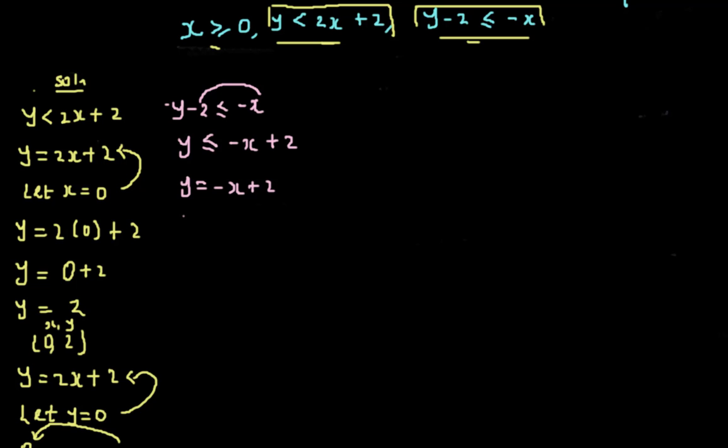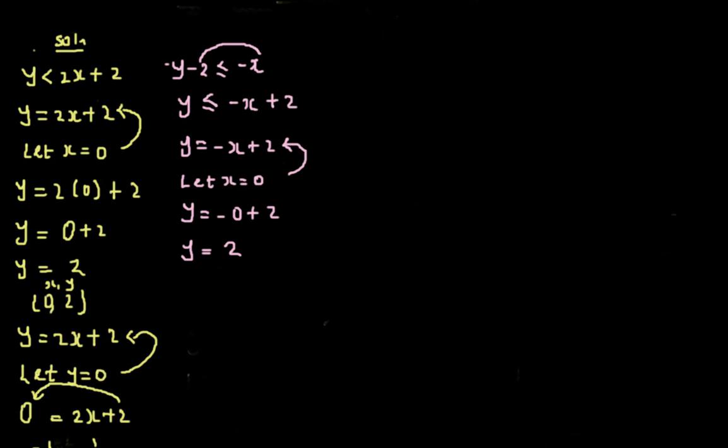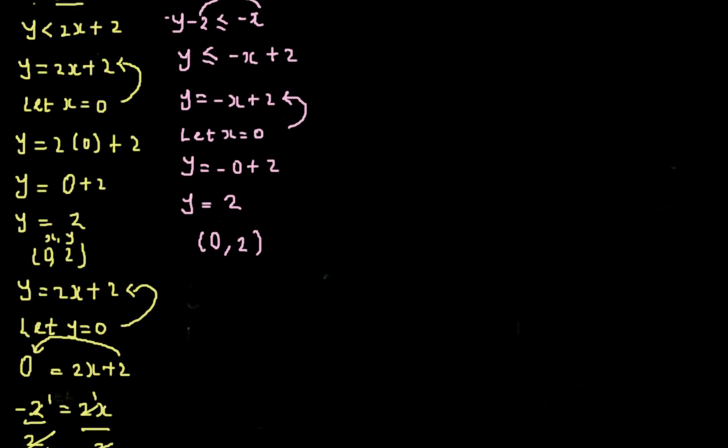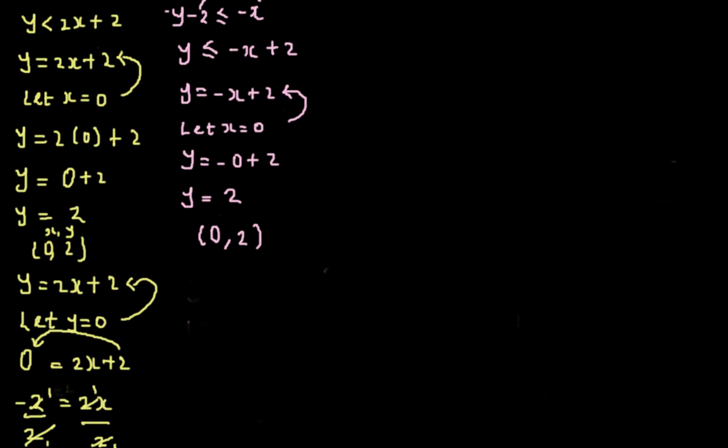Put x equals to 0 and find y. So let x equals to 0. We'll be having y equals to minus 0 plus 2. Now minus 0 plus 2 is equals to 2. So y equals to 2. So it means that the first set of values is 0, 2. I hope you understand. So we go to the next step, but before we go to the next step, we need to write the equation minus x plus 2.